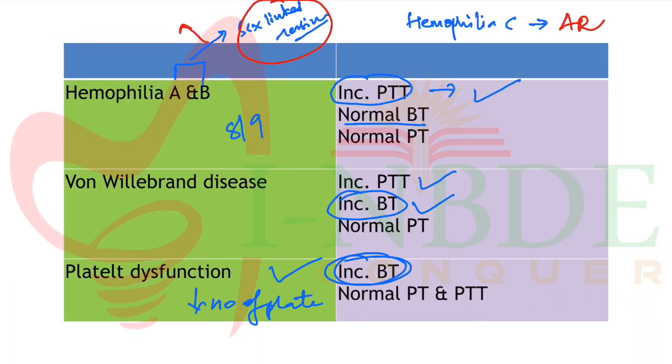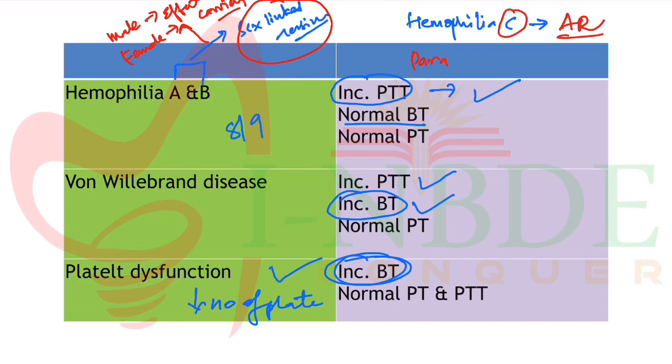In sex-linked recessive, what happens? Most commonly, as an X-linked recessive, males are most commonly affected, whereas females, as they have two X chromosomes, are considered carriers. Whereas in the case of hemophilia C, it is autosomal recessive.